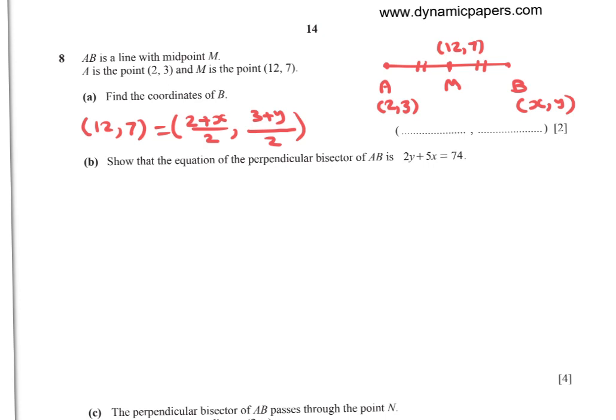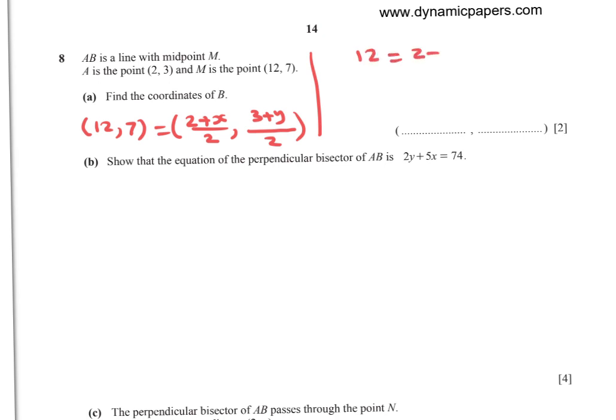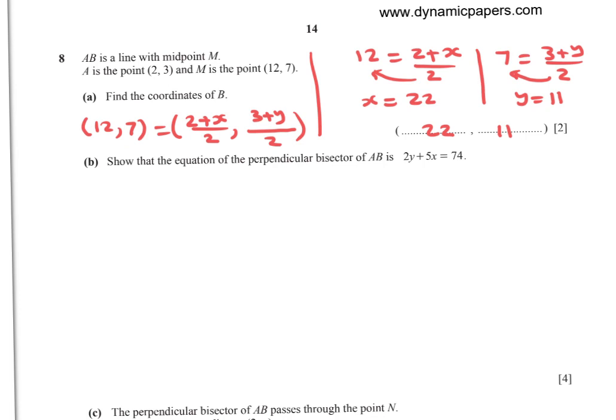So now 12 equals 2 plus X over 2. So 2 times 12 is 24, minus 2, so X equals 22. In the same way, 7 equals 3 plus Y over 2. So now multiply by 2. 2 times 7 is 14. 14 minus 3 equals 11. So Y equals 11. So B is 22 and 11.